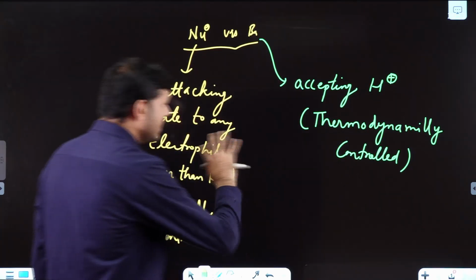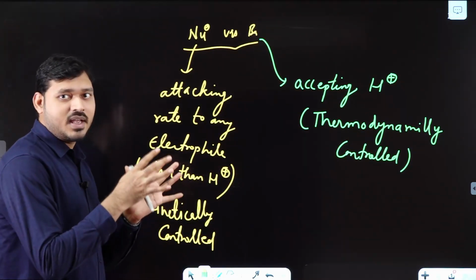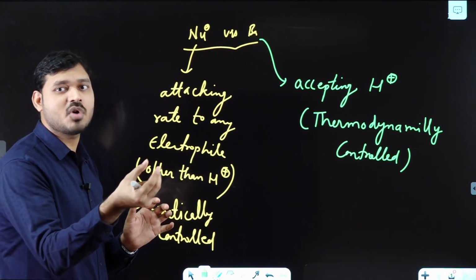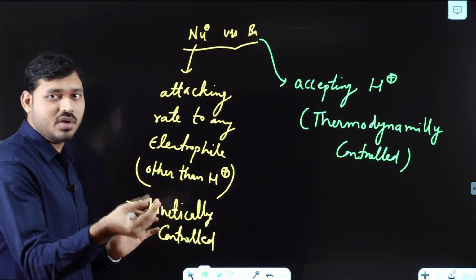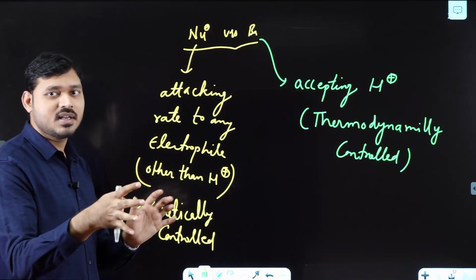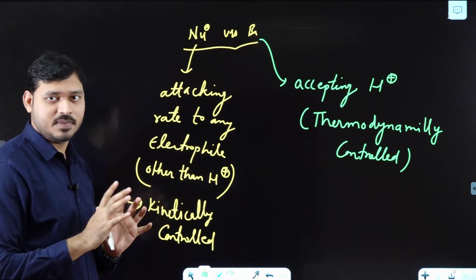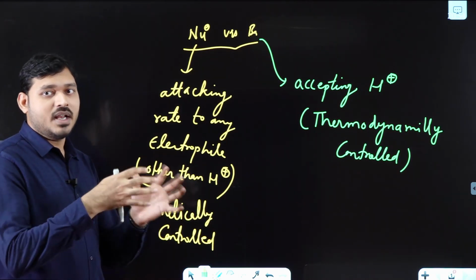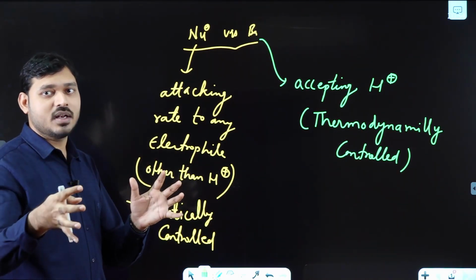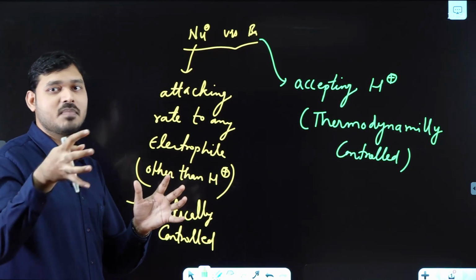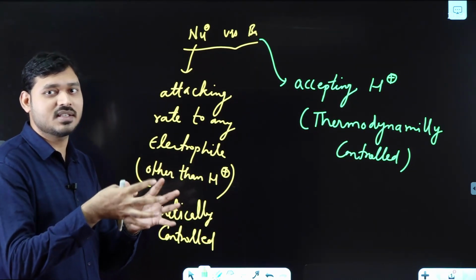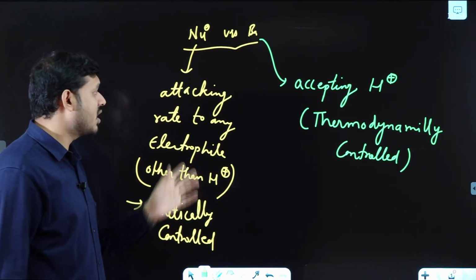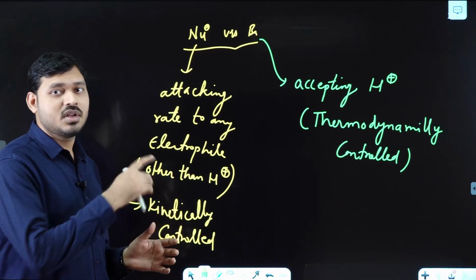Because in these two cases the difference arises. Any base can easily attack H+, because H+ is a proton, which is very, very small in size. But what happens in the case of a nucleophile? A nucleophile will attack an electrophile. The electrophile is bulkier or bigger in size, and the nucleophile is also bigger in size. So there will be some steric hindrance factor. The crowding factor may disturb.